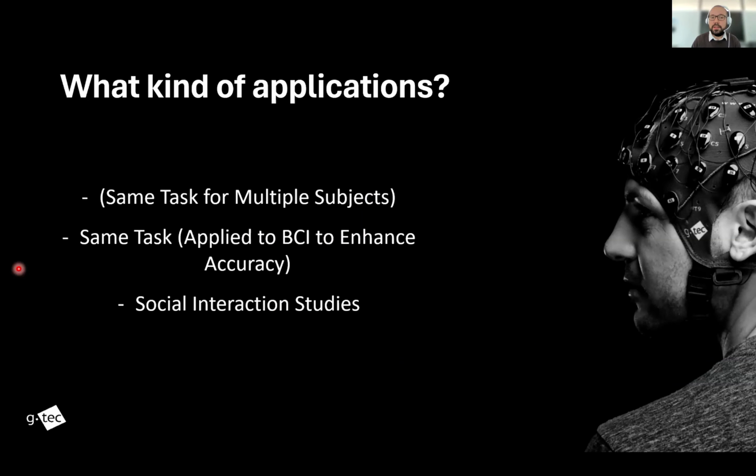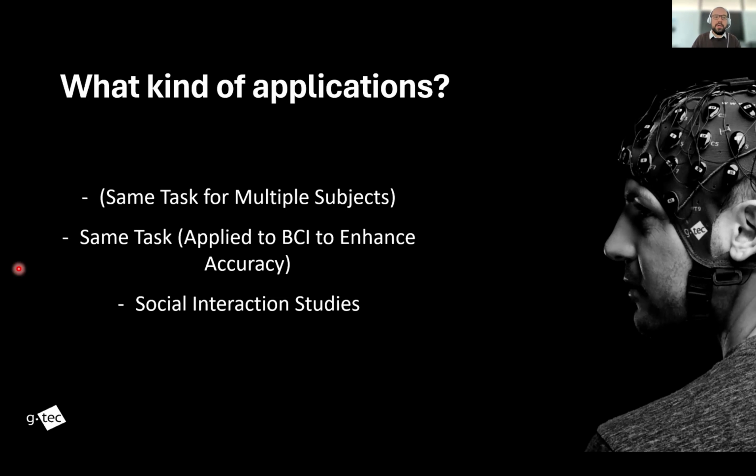Then there are BCI applications with hyperscanning, where the BCI is mostly used to enhance accuracy. People are performing the same task, and by using their brain activity together, we can do an average, and if some users are not as good as others, we can have as a whole better performance of the tasks.